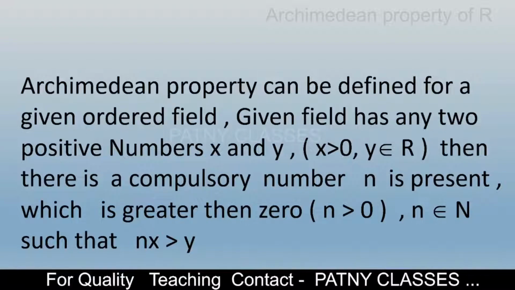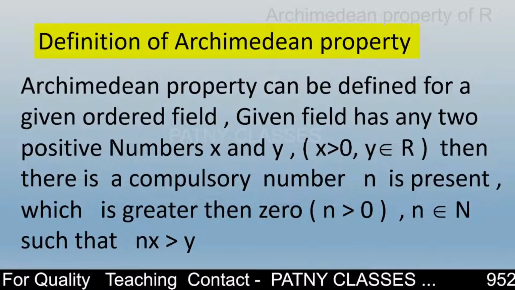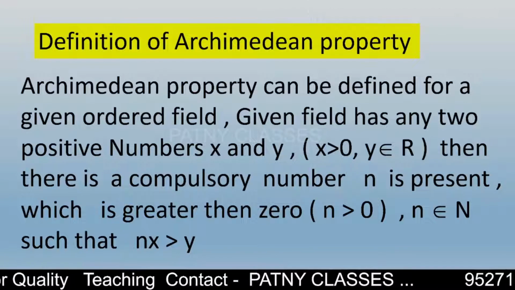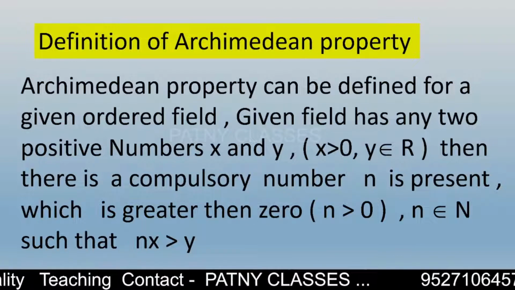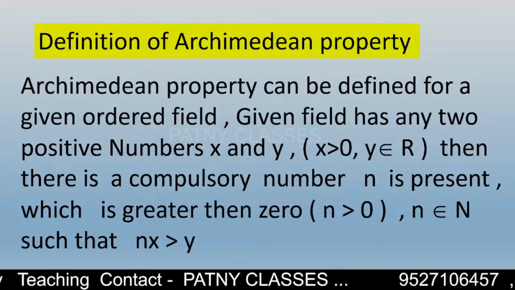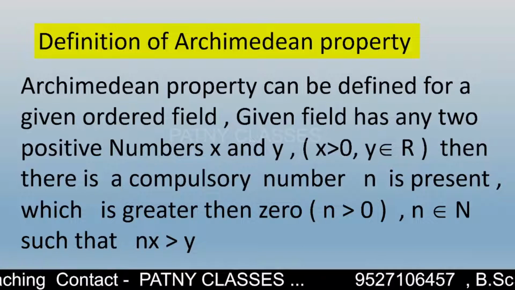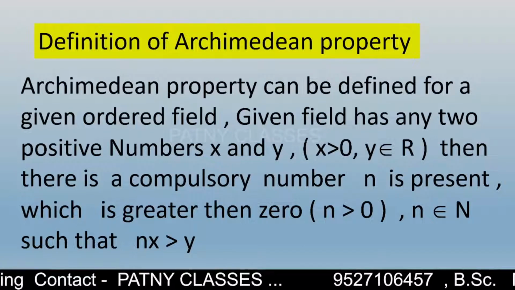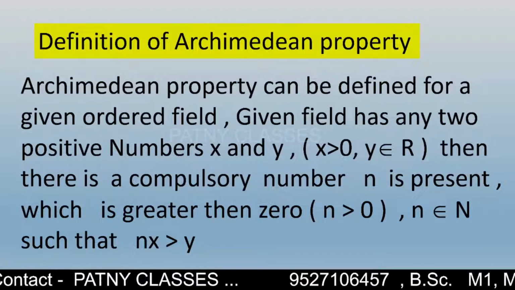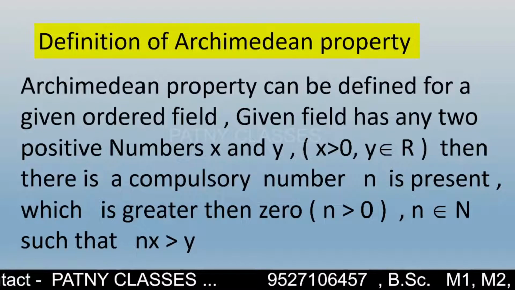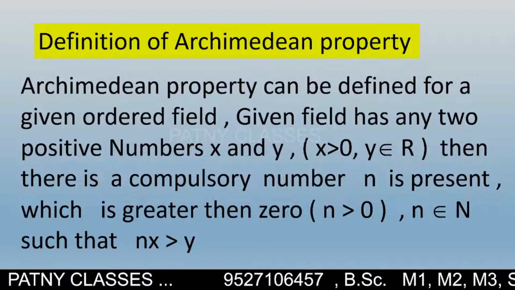Now let us define Archimedean property of real number. Archimedean property can be defined for a given ordered field. Given any 2 numbers x and y such that x is greater than 0 and y belongs to R, there is a compulsory number n, which is greater than 0 and n is a natural number, such that nx is greater than y.